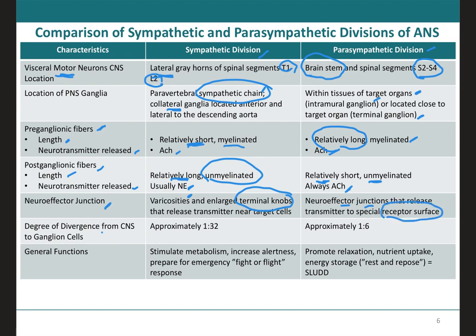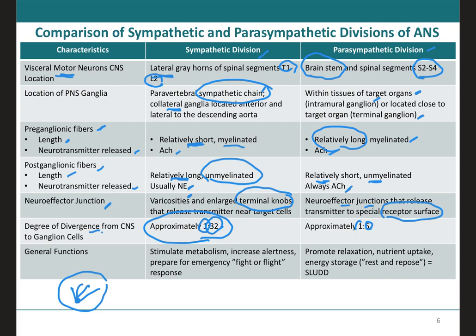With regards to the degree of divergence, when you have one neuron spreading out to several neurons, this is divergence. For the sympathetic division, we have approximately one neuron affecting 32 different structures or different neurons, and the parasympathetic is one neuron for 6. So you can see how the sympathetic division actually branches out more, and therefore it can have an effect on more structures within the body compared to the parasympathetic division.